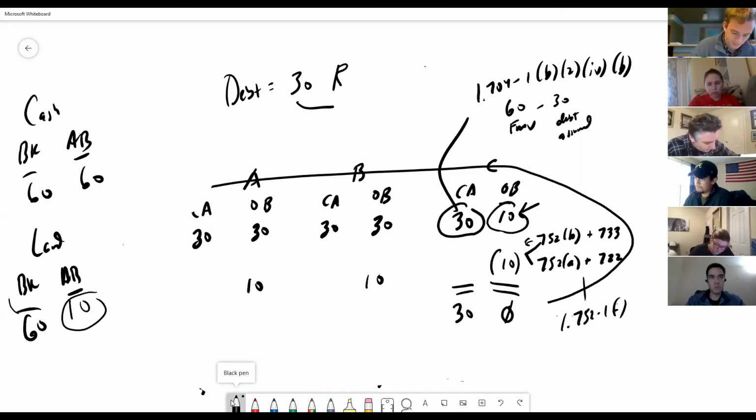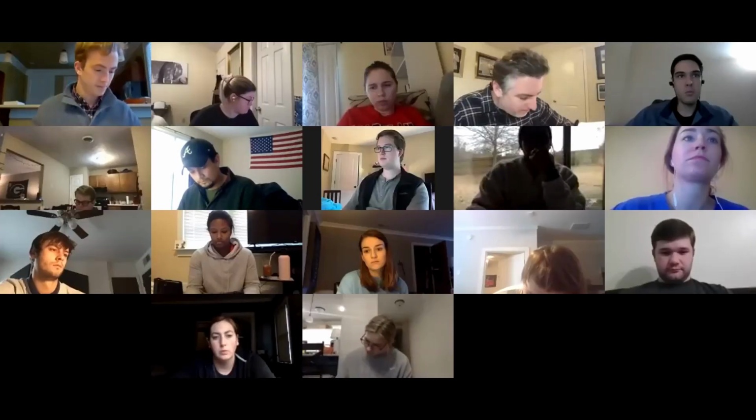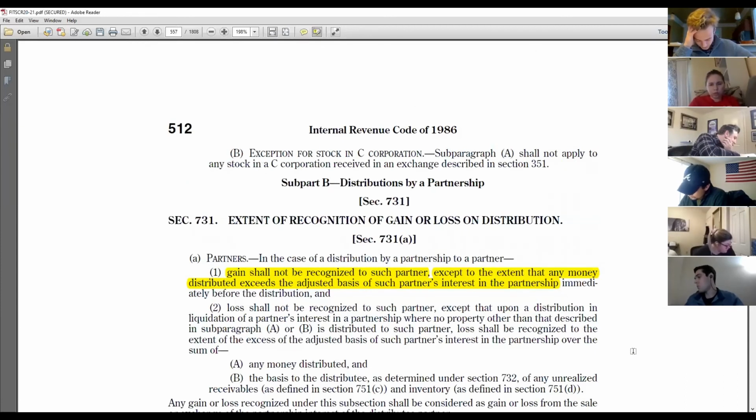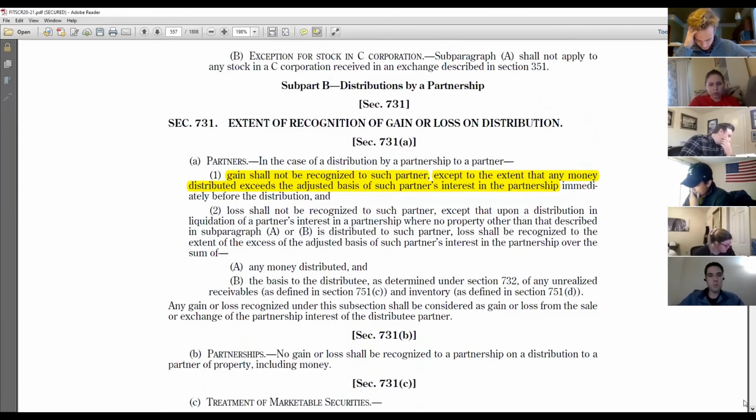Let's turn to 731 of the code. We've seen this before. I didn't lie to you. I said that's the only reg we're going to look at today. Again, this is the code section. So let's look at 731(a)(1). In the case of a distribution by a partnership to a partner, gain shall not be recognized to such partner except to the extent any money distributed exceeds the adjusted basis of such partner's interest in the partnership.